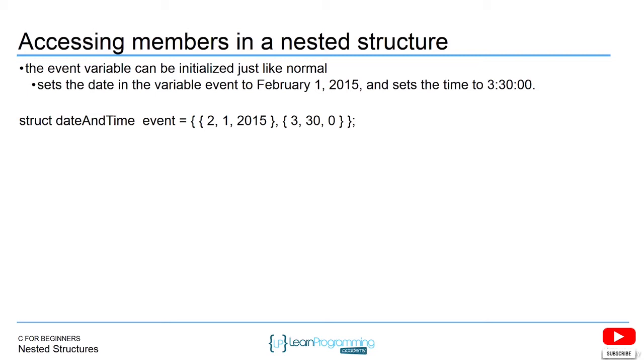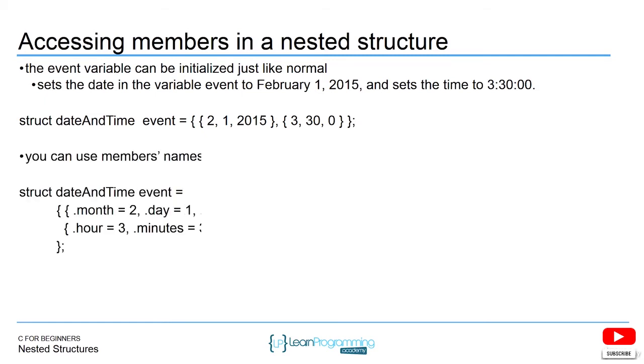And then the second, which again looks like a multidimensional array initialization, we say the time is going to be equal to 3:30 with 0. So 3 hours, 30 minutes, 0 seconds. You can use the members' names in initialization, just like all of our other initialization rules. This would be beneficial because you wouldn't have to specify the order.